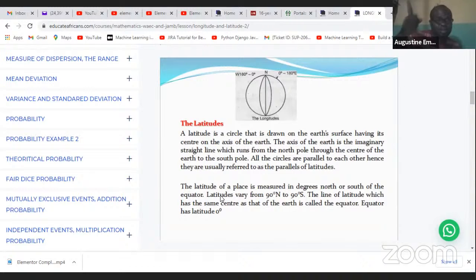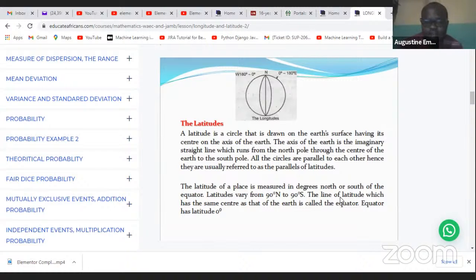Whereas the other one for longitude is east or west of the prime meridian. The prime meridian is the reference point. For the latitude, the equator is the reference point because the equator is at the middle. Now, latitudes vary from 90 degrees north to 90 degrees south. For longitude, we are talking about 180 to 180. That's the limit. For the latitude, the limits are 90 degrees north, 90 degrees south.